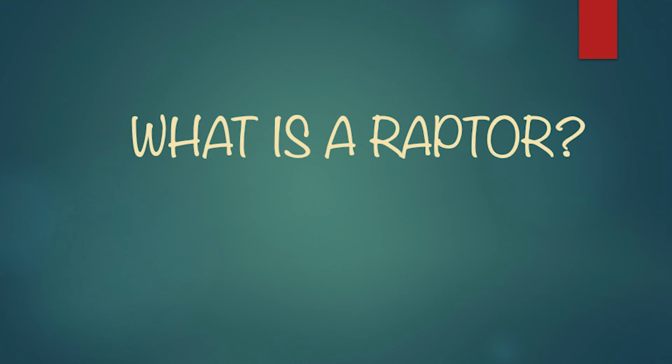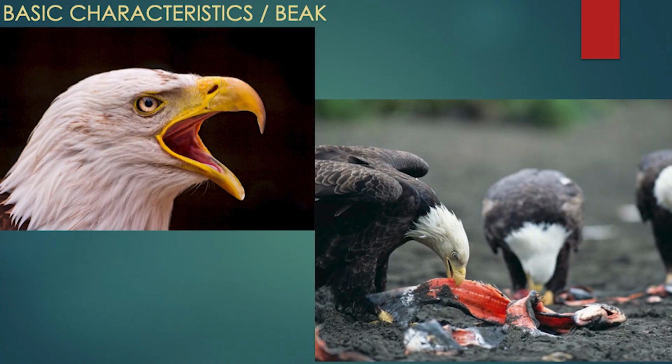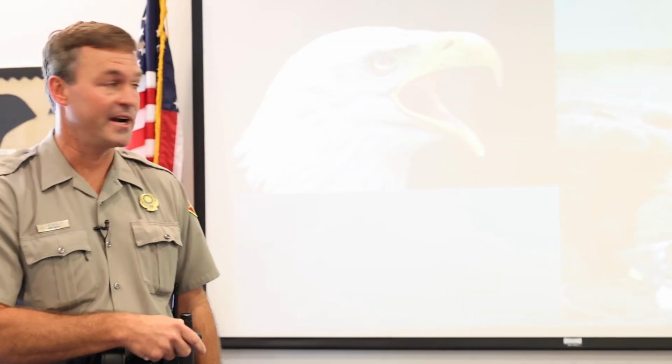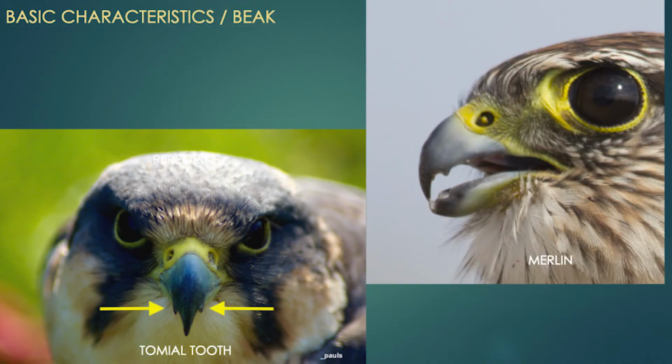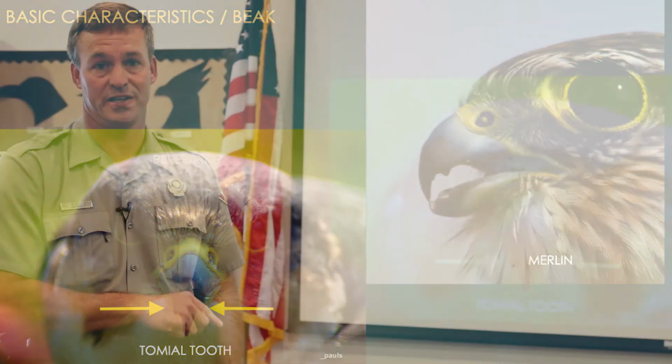So what makes a bird of prey a raptor? Well, it has a hooked beak, just like this eagle here, and that allows them to tear into meat and feed. This falcon right here has a tomial tooth. It's actually not a tooth, but an edging that allows it again to rip into meat.